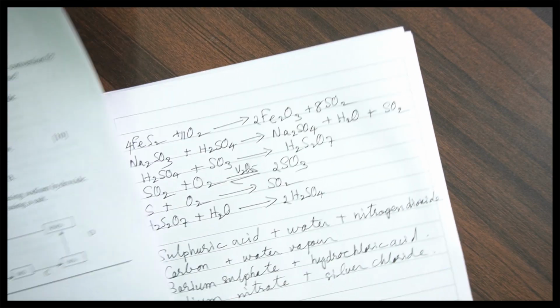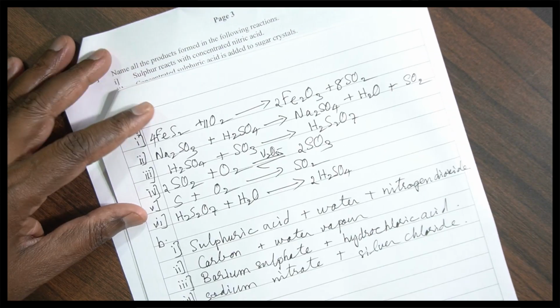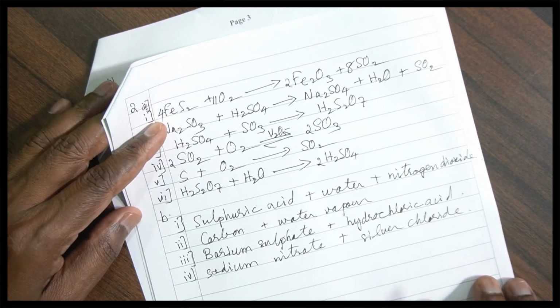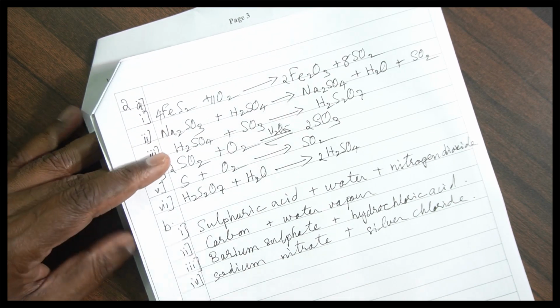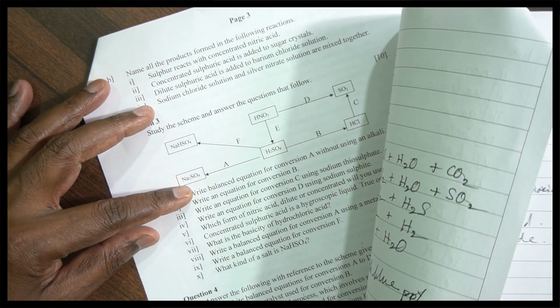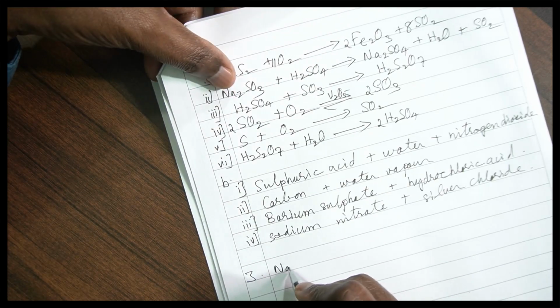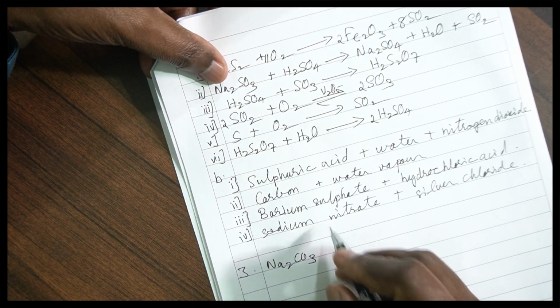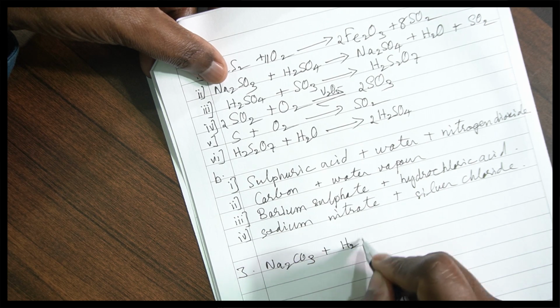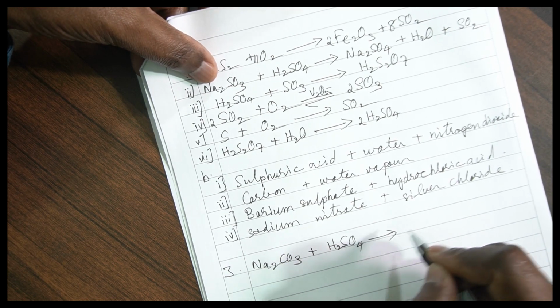H2SO4 can react with a metal, alkali cannot be used, so metal oxide or hydroxide cannot be used, so you can use a metal carbonate. Okay, so sulfuric acid has to be used, so you may use Na2CO3. Na2CO3 plus H2SO4, you get Na2SO4.